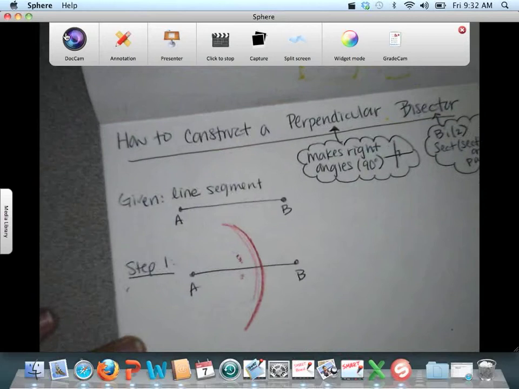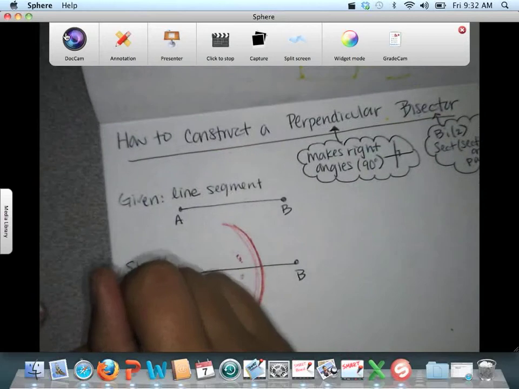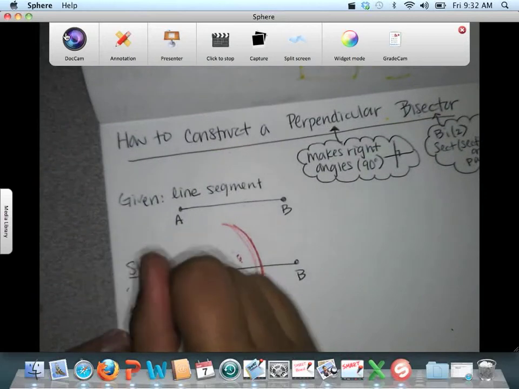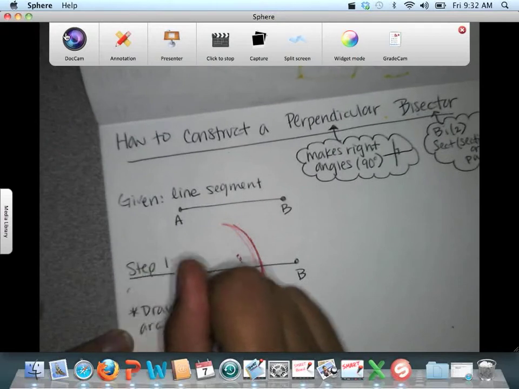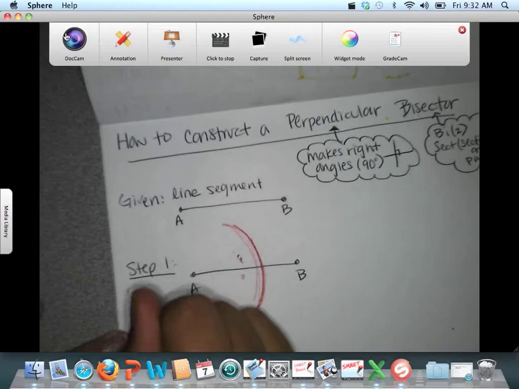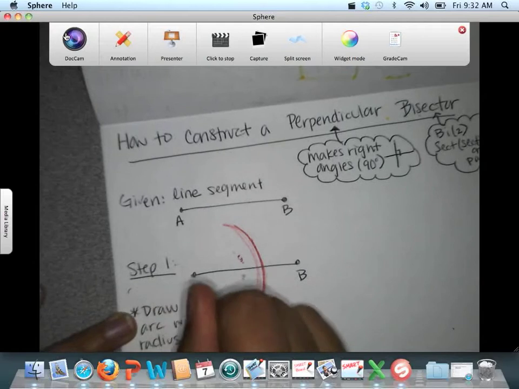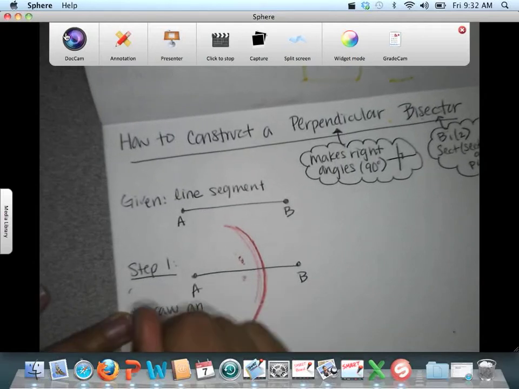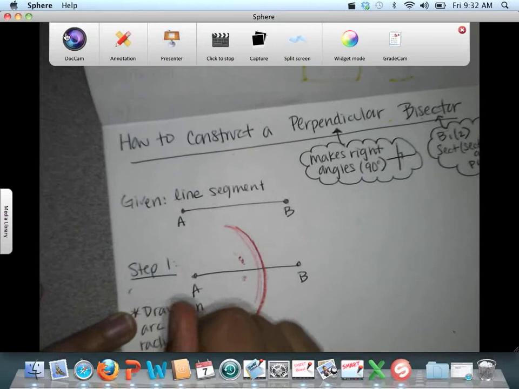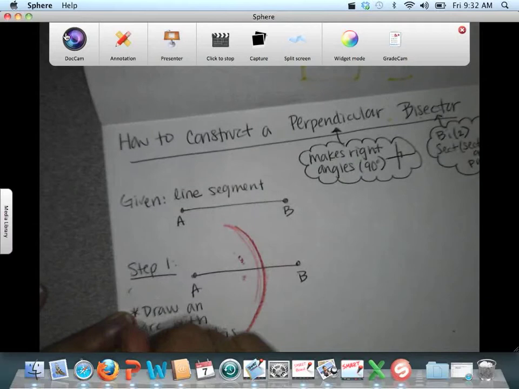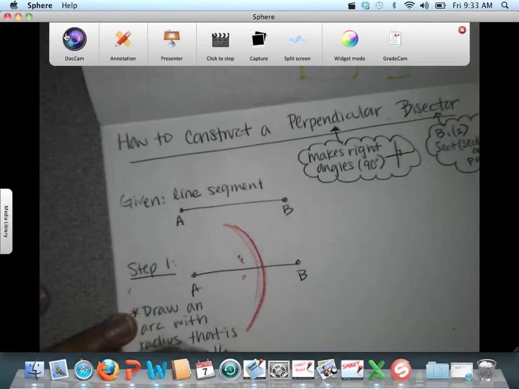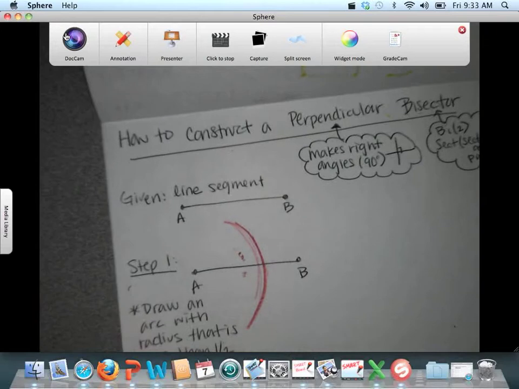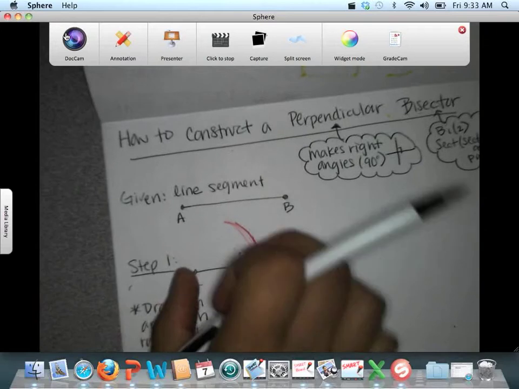So, draw an arc with radius that is more than half the segment from A. Okay, so that's what we did. We just made it bigger than half and swung it.